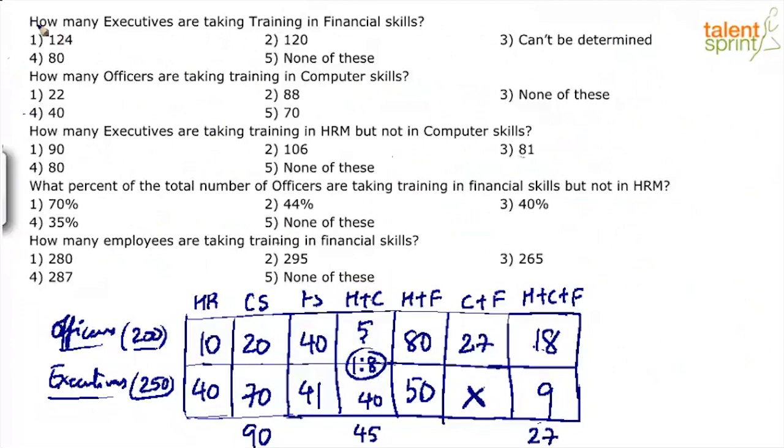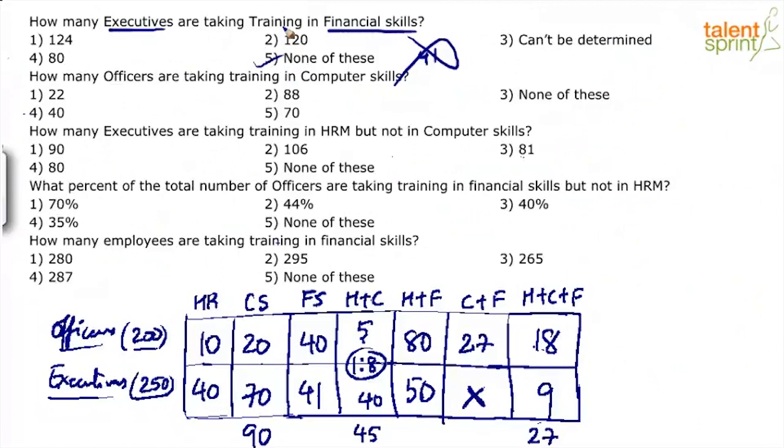Question number 1. How many executives, now questions are very important. You have to focus on the words here. How many executives are taking training in financial skills? Executives in financial skills. See, this is financial skills. Executives in financial skills. How many? 41. So don't mark 41 as the answer. It will be wrong. I mean, if you have marked answer as 5th option, none of this, you are probably wrong. I mean, assuming that you have marked the answer as none of this because you got 41, then you are wrong.